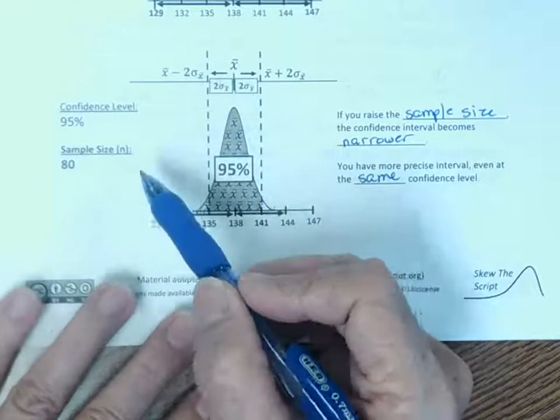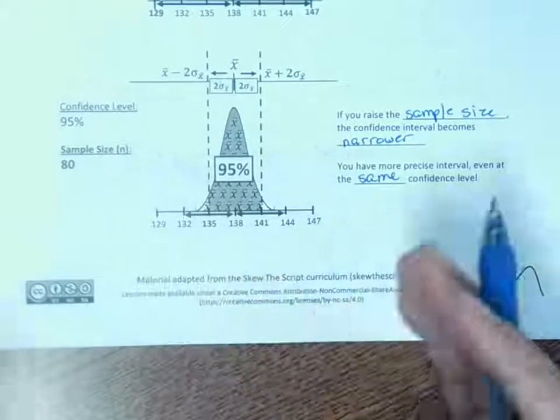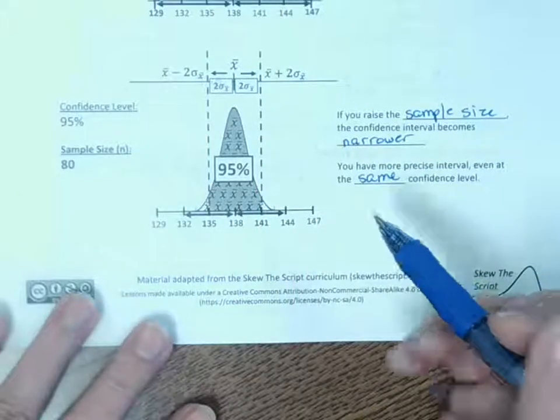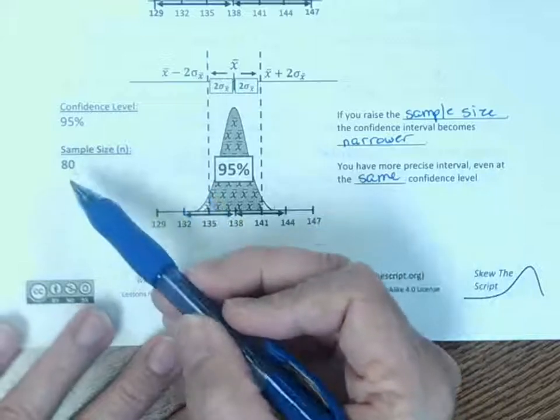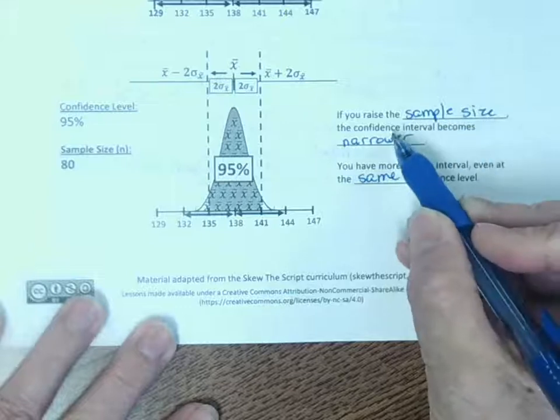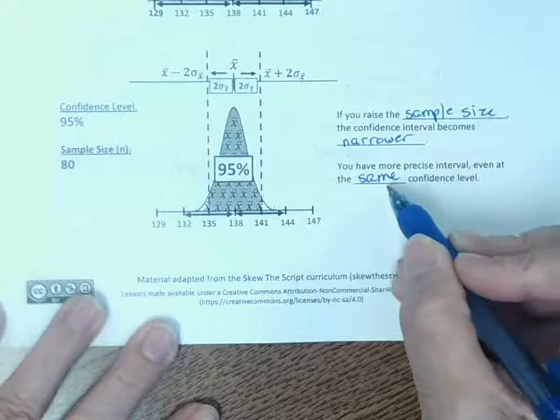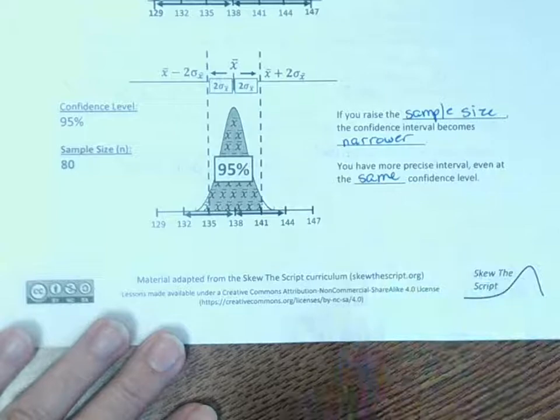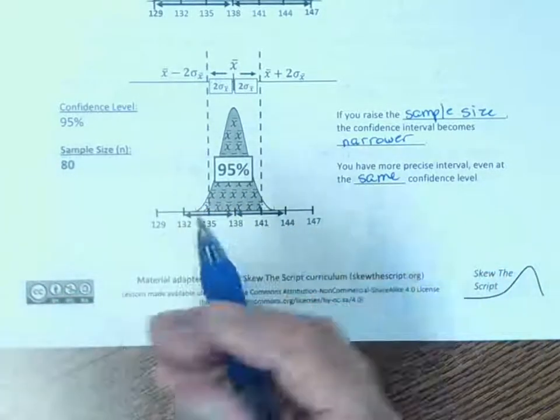And we should remember that from our last unit. When we increased our sample size, the data got pushed together, the sampling distribution. And that's because the standard deviation was divided by the square root of n. Okay, so if you raise the sample size, the confidence interval becomes narrower, so we have a more precise interval even at the same confidence level. So it's more precise. And if we're looking to increase our precision, the way we do that is increasing the sample size.